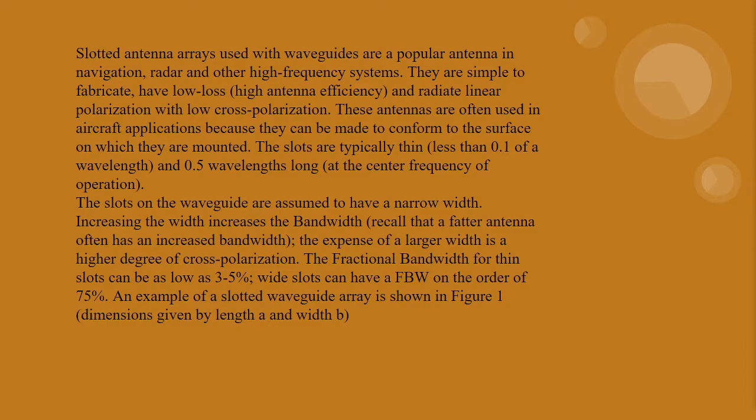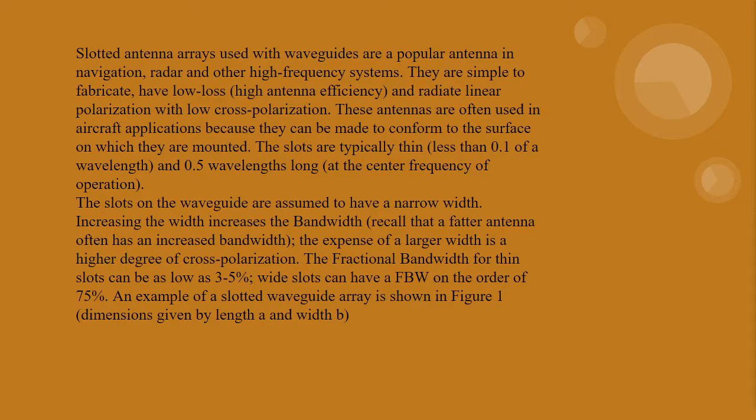The slots on the waveguide are assumed to have a narrow width. Increasing the width increases the bandwidth. Recall that a fatter antenna often has an increased bandwidth. With the expense of a larger width is a higher degree of cross polarization. The fractional bandwidth for thin slots can be as low as 3 to 5%. Wide slots can have a FBW on the order of 75%.